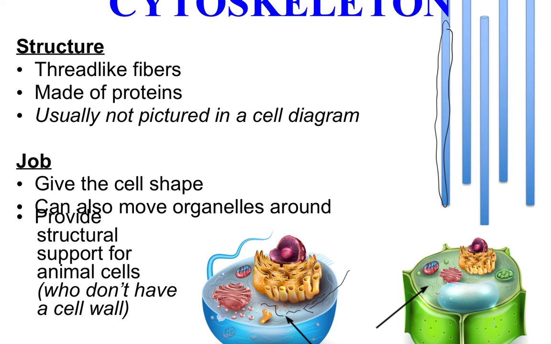And they also move around and float around inside of the eukaryotes, giving the cell structure support for animal cells. Anybody who doesn't have a cell wall needs some sort of skeletal structure, and that's what cytoskeletons do. For animal cells that don't have a cell wall, they act as shape and structural support for that cell.